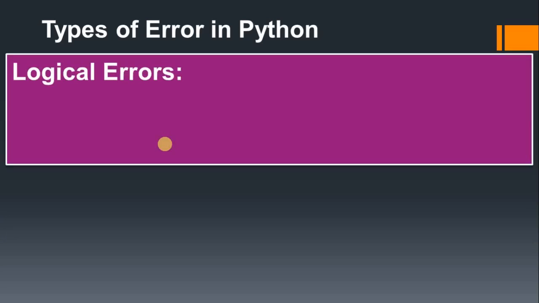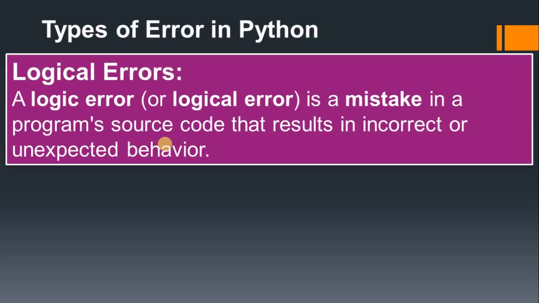The next error is the logical error. It is a mistake in your program source code that results in incorrect or unexpected behavior. Sometimes it is difficult to correct, because the compiler cannot help you exactly, and many times it does not show any message. In a compile error, the compiler helps you correct your statement and shows you the message. But with a logical error, it is sometimes a very tedious job to remove.